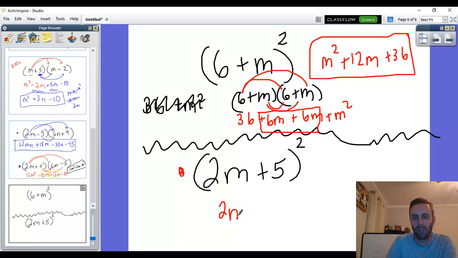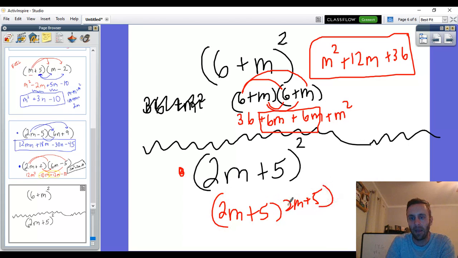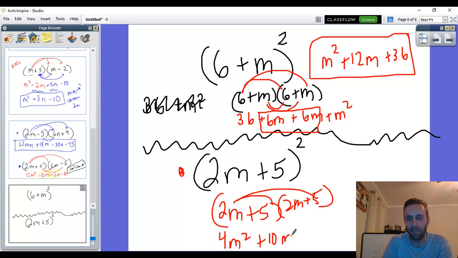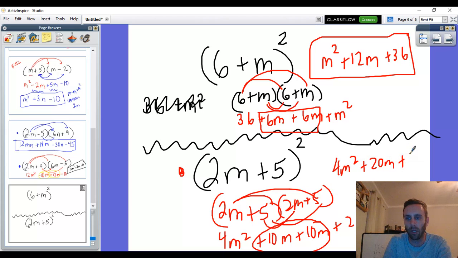So hopefully you did 2m plus 5 times 2m plus 5. And when you distribute the 2m to both terms, you get 4m squared plus 10m. When you distribute the 5 to both terms, you get plus 10m plus 25. You combine the things that can be combined, which are the 10m's, and you get a final answer of 4m squared plus 20m plus 25.